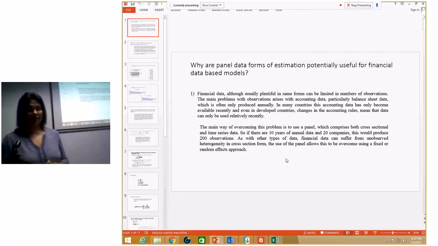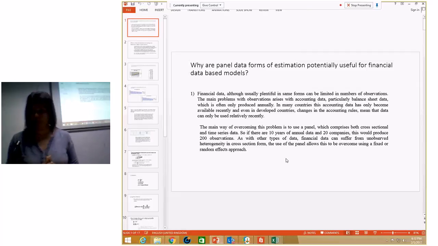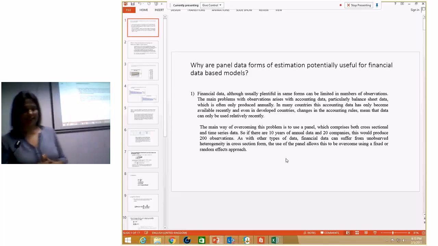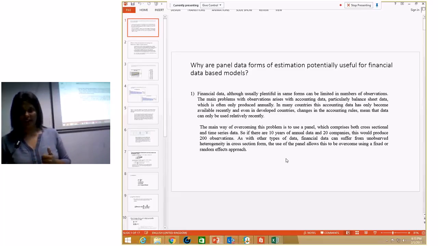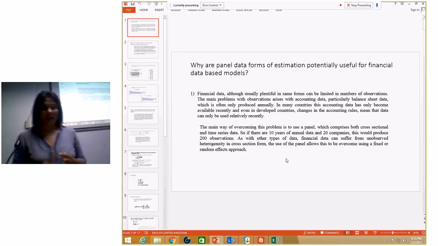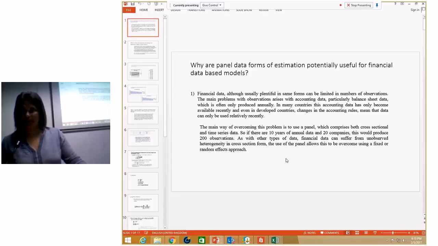The first question, if I ask why panel data forms are useful, we discussed the different types of data at the beginning. At the beginning, we discussed there are different types of data: cross-sectional data, time series data, and panel data. Why are panel data useful in financial models?